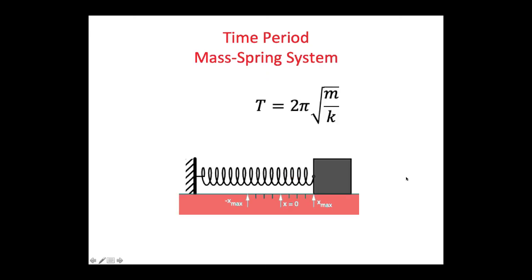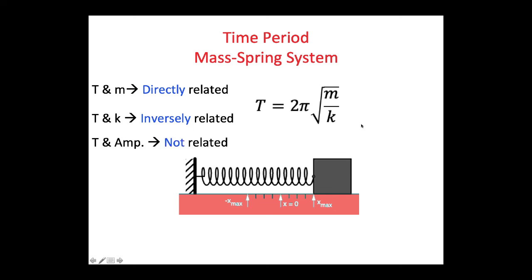So the conclusion is, period is directly dependent on mass. That's why mass is present in the numerator here. Period is inversely dependent on spring constant. That is why k is present in the denominator here. Period is independent of amplitude. That's why amplitude is not present in the formula.